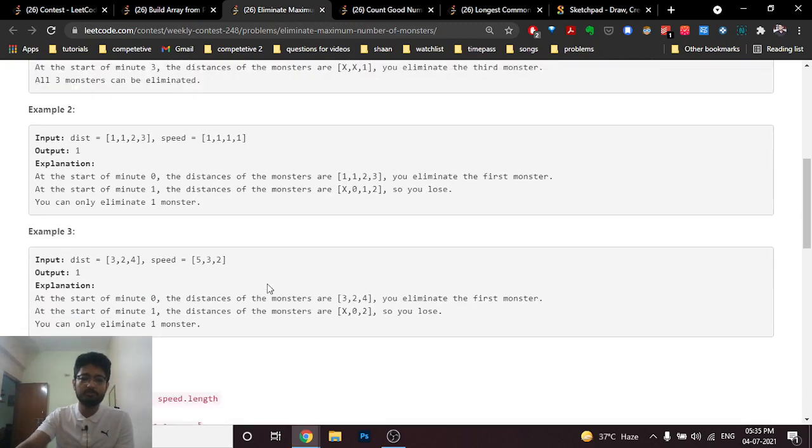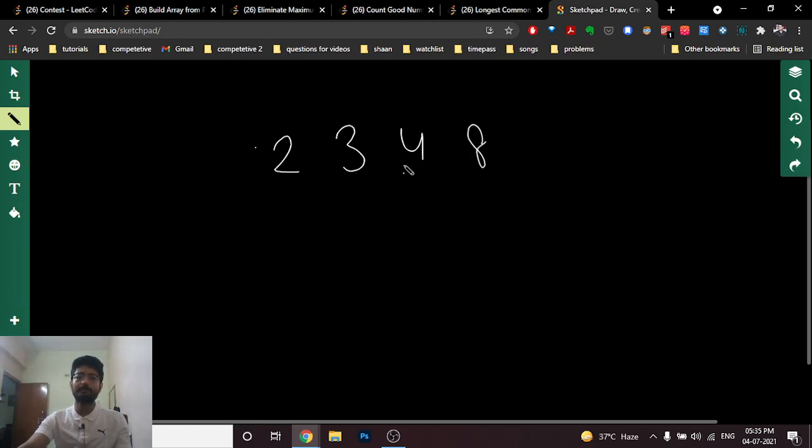Okay, so what you can simply do in this problem is first find out the time every monster will arrive at your city. Let's assume that some monster arrives at your city at 1, and someone at 2, or let's assume that the first monster will arrive at 2, and then the other monsters at 3, then 4, then 8, and so on. Okay, but it can also happen that a monster can arrive at 3 and then another at 3 again.